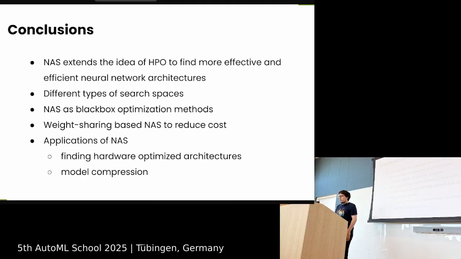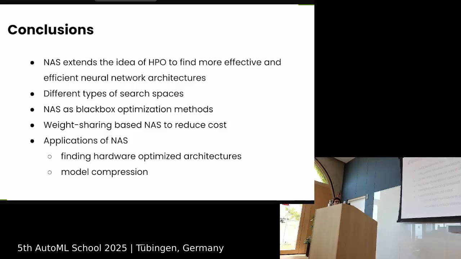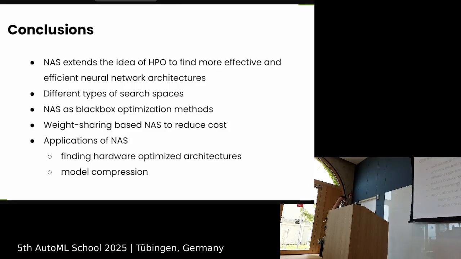Yeah, with that, I'm almost at time, so I want to wrap up. So, conclusions: NAS is an extension of hyperparameter optimization, right? Or an extension of the general idea of deep learning, where we replaced feature engineering with deep neural networks, and now replace it with architecture engineering by NAS. It's a special case of hyperparameter optimization where, instead of optimizing all hyperparameters, you only optimize the architecture, or the hyperparameters that define the architectures.